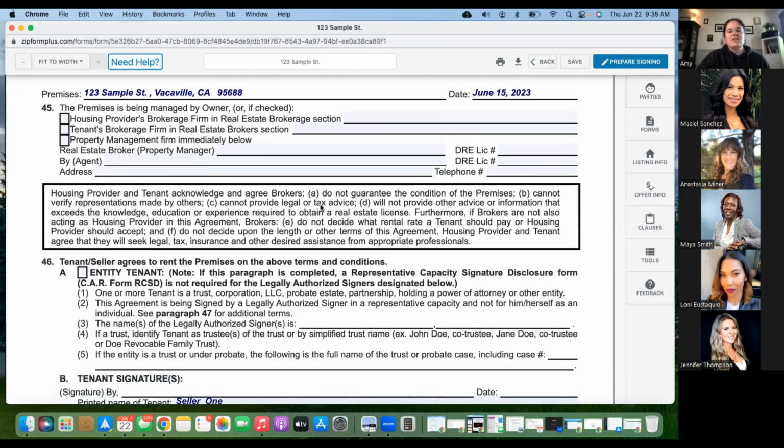Brokers do not guarantee the condition of the premise, cannot verify representations made by others, cannot provide legal or tax advice, will not provide other advice and or information that exceeds the knowledge, education, and experience required to obtain a real estate license. Notice it doesn't say that the agent has, it says obtained, that needs to be obtained, a real estate license. Furthermore, if brokers are also not acting as housing provider in this agreement, brokers do not decide what the rental rate a tenant should pay or a housing provider should accept, and do not decide upon the length or terms of the agreement. Housing provider and tenant agree that they will seek legal, tax, insurance, and other desired assistance from the appropriate professionals.